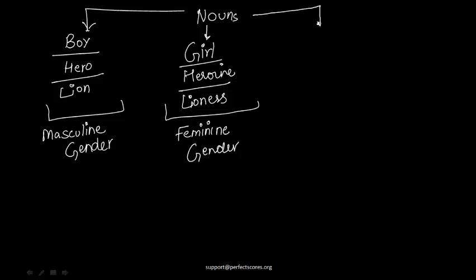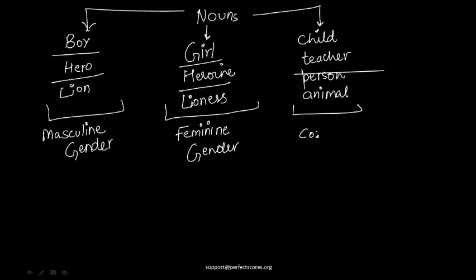But what happens if you have nouns such as child, or teacher, or person, or animal? You know that they are alive and they might be a male or a female, but you don't know which one. So this is known as common gender. Because based on extra information, we will come to know whether they are masculine or feminine. But this is right now common gender.